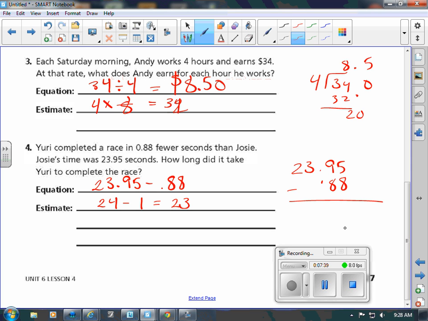Actually subtract through. Okay, welcome back. You guys should have found that you get, to do borrowing here, 23 and 7/10 seconds is how long Yuri took. Okay, so really, again, today's lesson was just on estimation and using that to help check your answers.